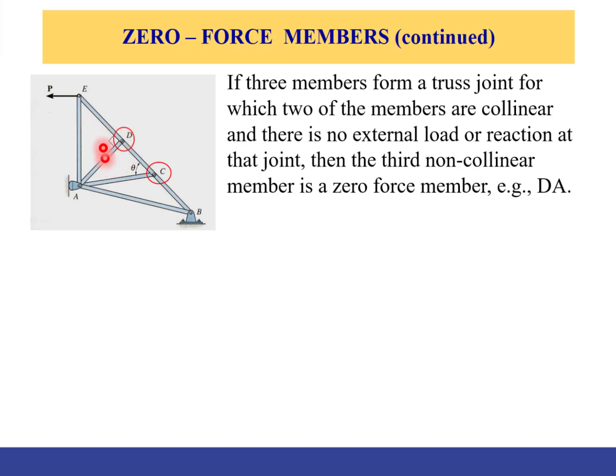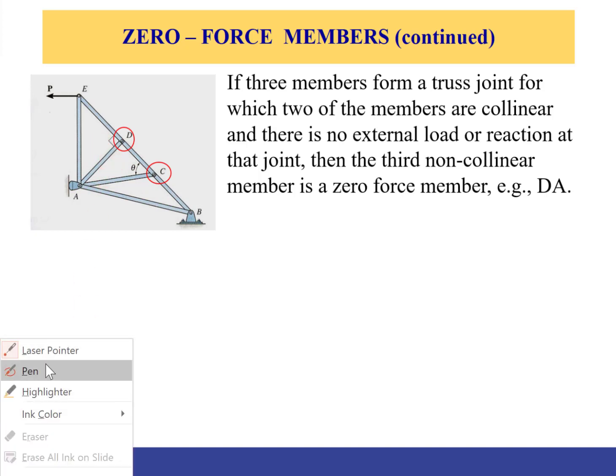So would this satisfy the condition? It says if there's no external load at D, where they are jointed, and it's not a reaction point, which is true for D, then the third non-collinear member, which is DE, must be a zero force member. So DE can be crossed out. We don't need to have it.